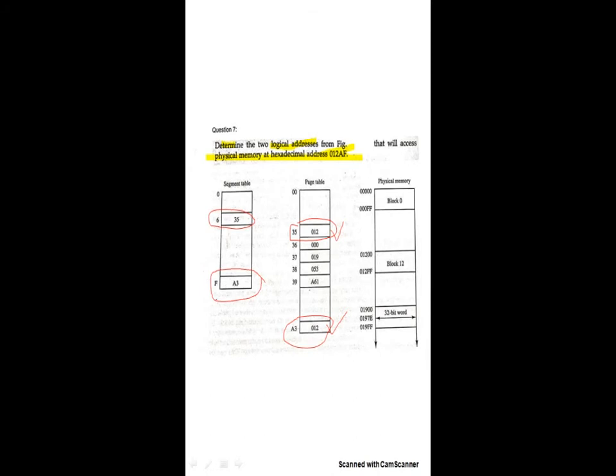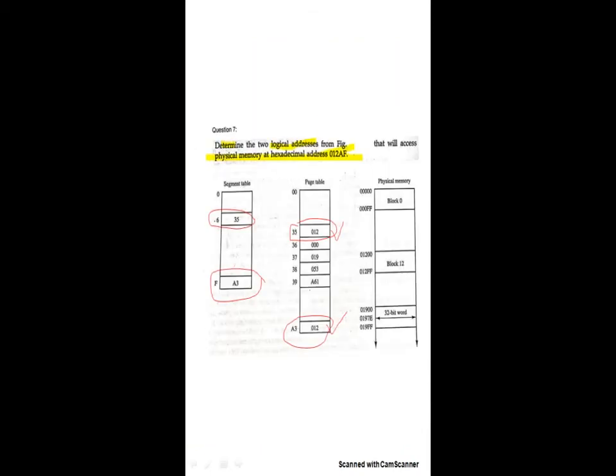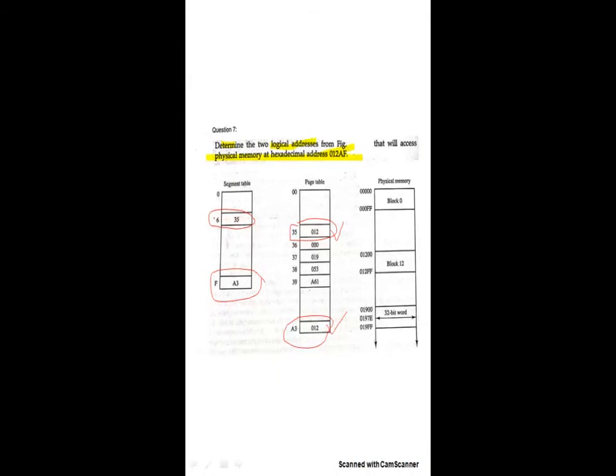Okay, so now to find the logical address, first you should write the segment number. You see, first you write the segment number, then your page number, then you write the word number, right? So what is the segment first? Let's write down for this. For this you have 6 as the segment number. Then after this you have the page number. Now 6 is present in page 35, so you have 35.